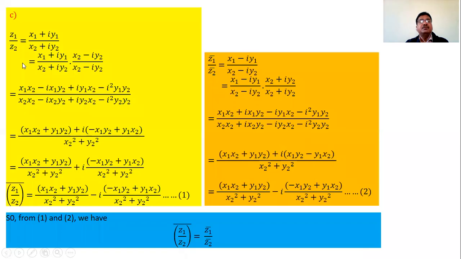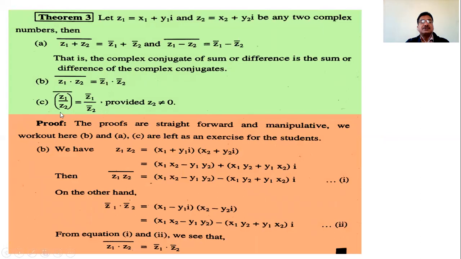Similarly, you can prove it for z1 by z2. First find z1 by z2, this is z1 by z2. Okay, so by rationalizing the denominator, we have this answer in the form of x plus iy. And then its conjugate is what? Just right here, a minus sign. So this is the LHS, the conjugate of z1 by z2.